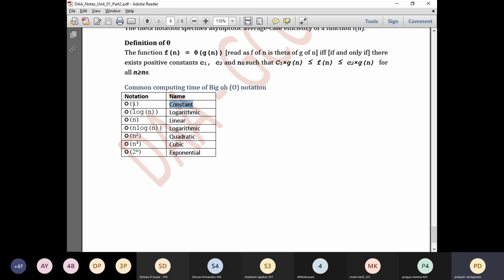Why constant? Because the time complexity doesn't depend upon the instance characteristics. Whatever might be the value of n, the time consumption is going to be the same. That is what constant means. Like that, we have different notations, logarithmic notation, that is log of n.